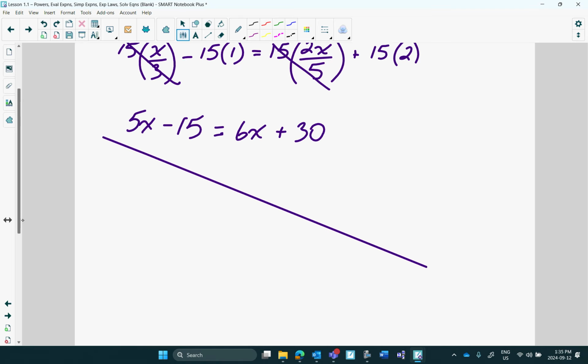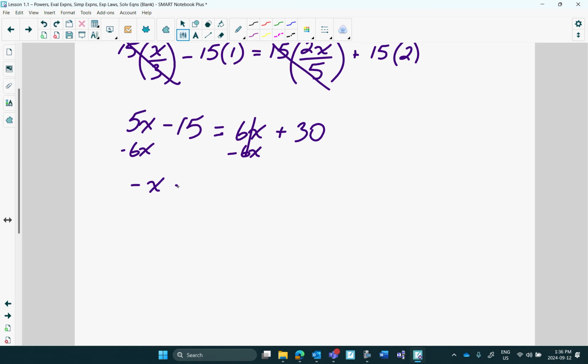Now we've got a straightforward equation, variables on both sides, so we can take the 6x over. Subtracting 6x, what does the equation look like after you do that? Negative x minus 15 is equal to 30. Add 15 to both sides. We get negative x is equal to 45.